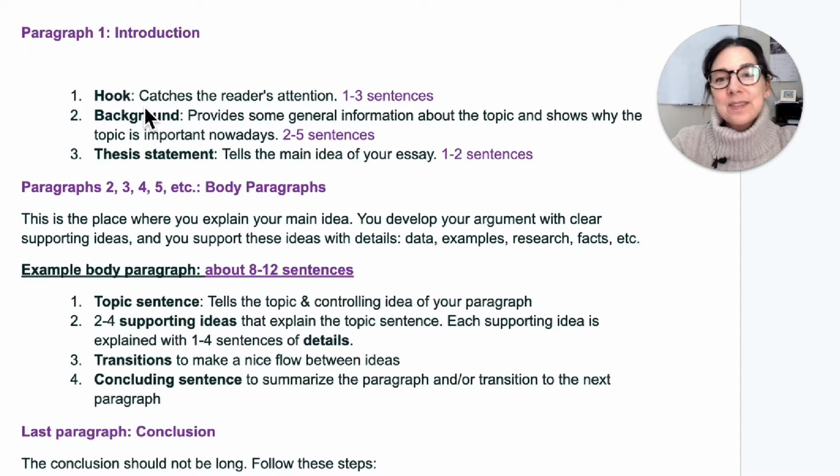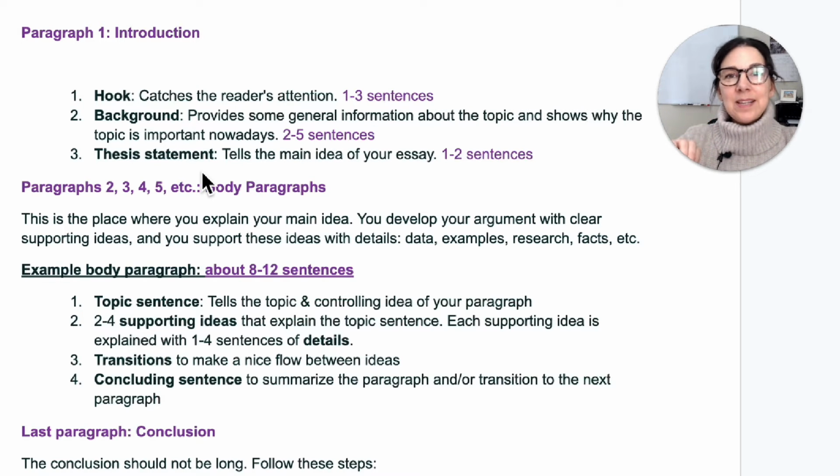Number 2 is the background information. The purpose of the background is to provide some general information about the topic and to show why the topic is important. Basically, it gives your reader a nice overview of what the topic is. So, what is the topic and who cares? Why should we read about this? This is usually 2 to 5 sentences.